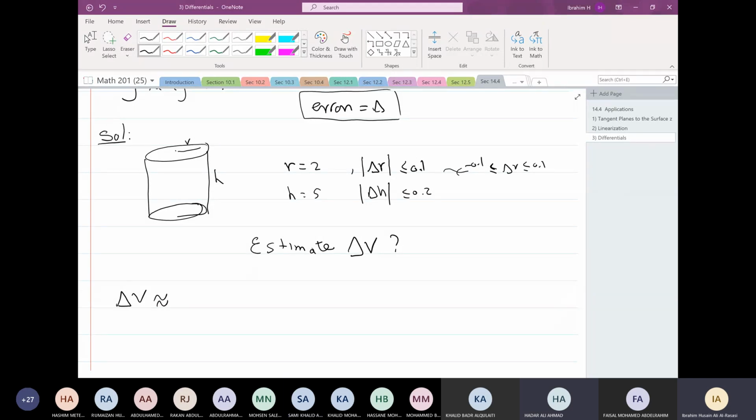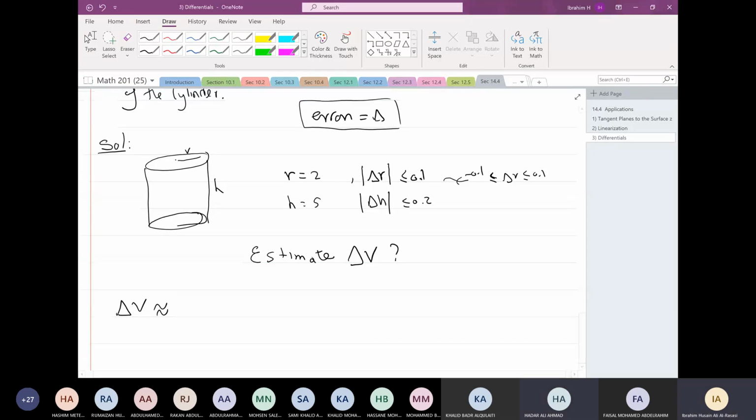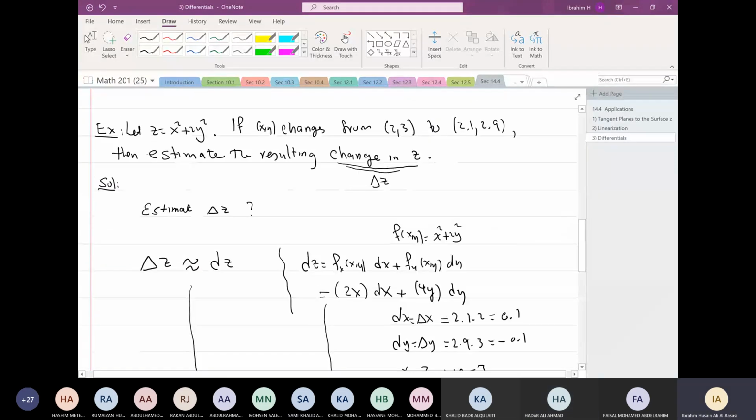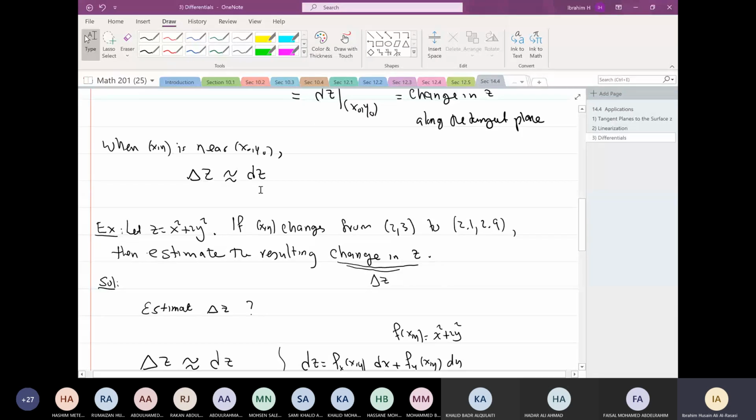Delta Z. DZ. Okay, now this is the main application. But now any delta of anything will become approximated by D of the same thing. From delta to D, we approximate delta by the differential D. Here it is Z, but there it will be V.